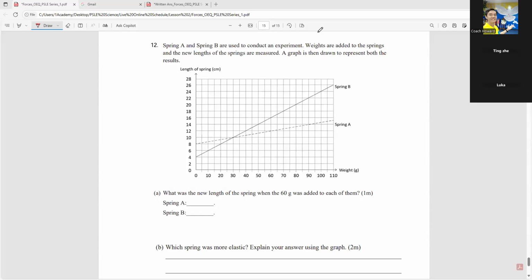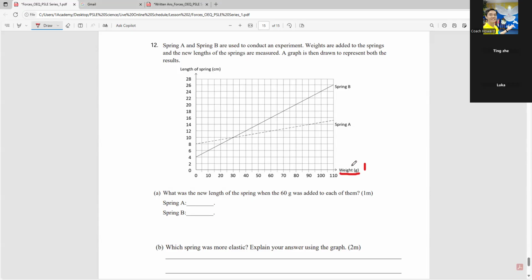Okay, let us examine these questions regarding the length of spring and weight. So typically, most students, or maybe some students, are intimidated when they see such a graph. So not to worry, I will teach you the technique to overcome your fear. First, take note of this.